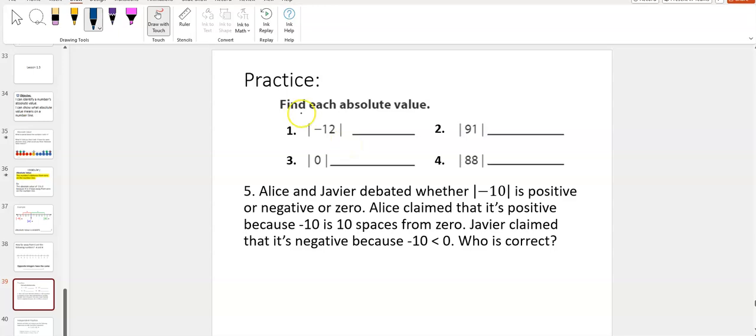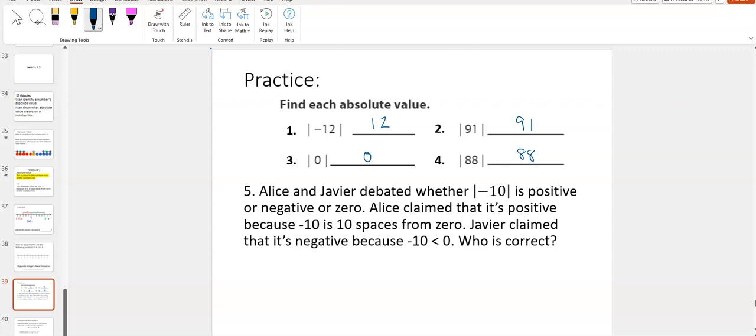So remember, these two lines are read as the absolute value of negative 12. So the absolute value of negative 12 is positive 12. The absolute value of positive 91 is positive 91. The absolute value of 0 is 0. The absolute value of positive 88 is 88.